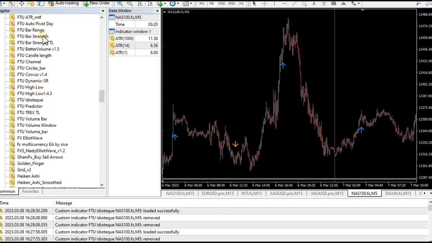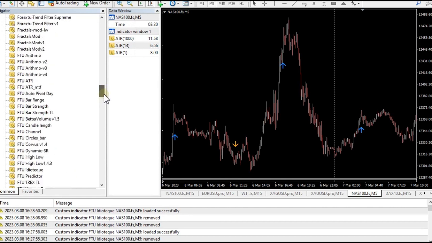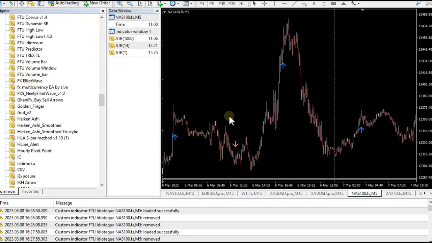So for those installing for the first time, it'll be in your marketplace up in the top, your market folder. Just simply drag and drop.